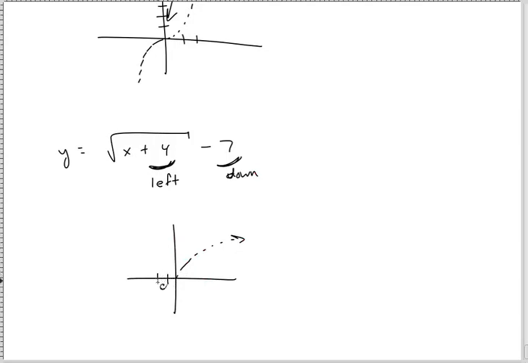I'm going to go 1, 2, 3, 4 to the left, and 1, 2, 3, 4, 5, 6, 7 down, and then I'm just going to draw the same picture. It's always the same picture. We haven't ever manipulated the picture itself, just where it's located.